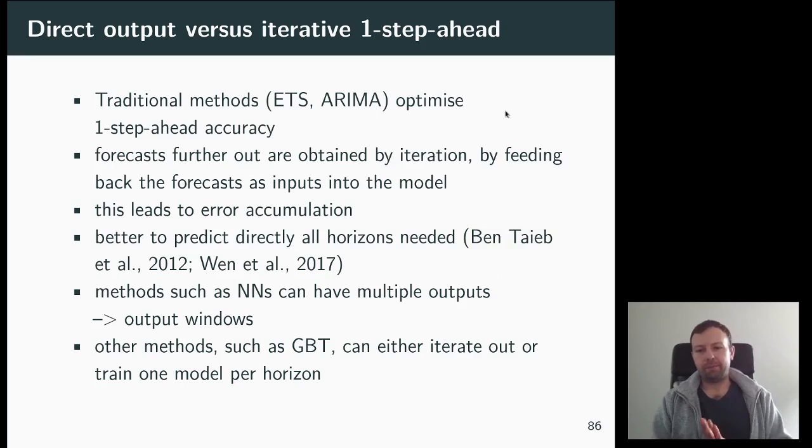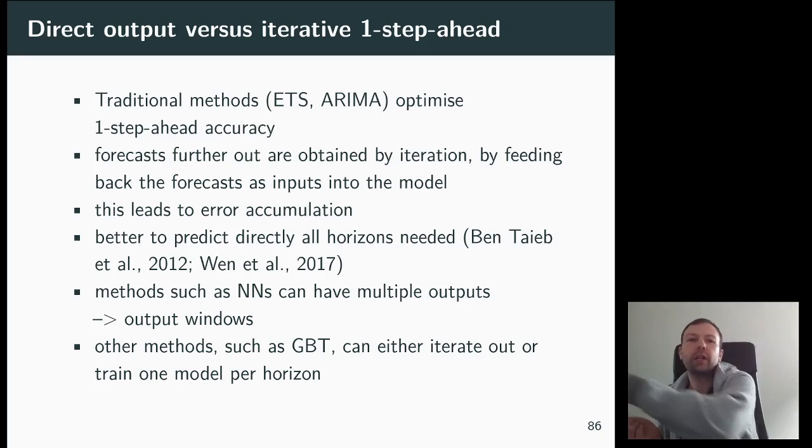Another topic to cover, or another thing to think about when building machine learning models in forecasting, is whether to do direct output versus iterative one step ahead output. So traditional methods like ETS and ARIMA usually just predict one step ahead. That's everything they do. And then if you need 2 steps ahead, you first predict the next step, then you feed that back into the model, and then you predict the next step, and so you go on, iteratively predicting forward.